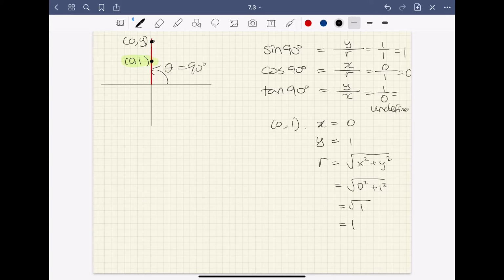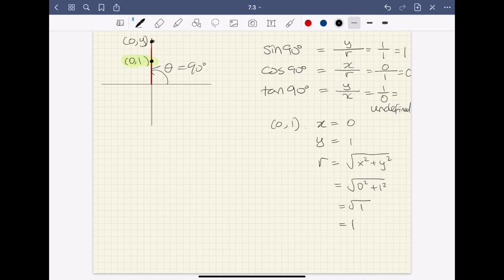Undefined. You can't have something over 0. You're not allowed to divide by 0, remember? So we know for 90 degrees, the sine ratio is equal to 1, cos ratio is equal to 0, and tangent ratio is undefined. Okay.